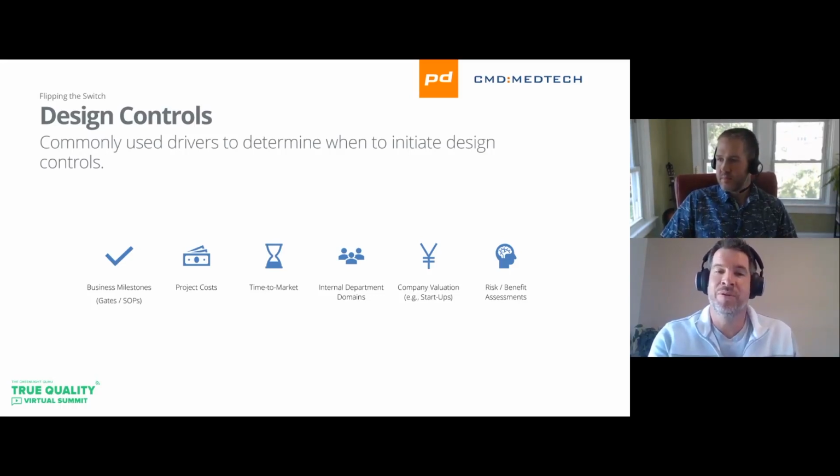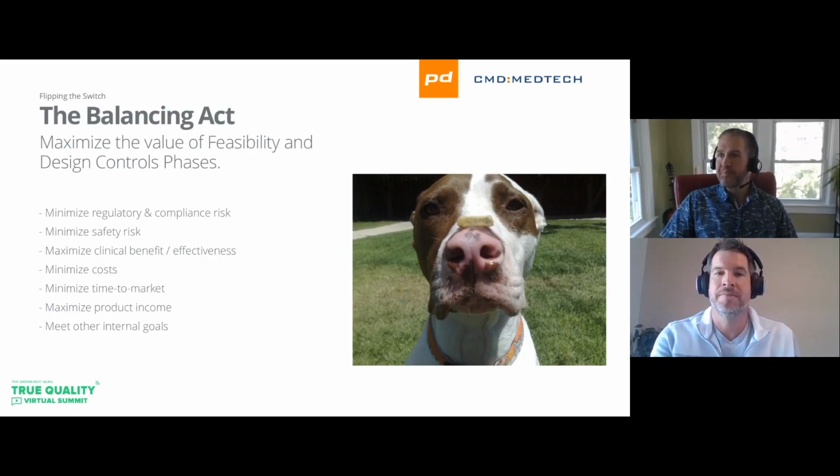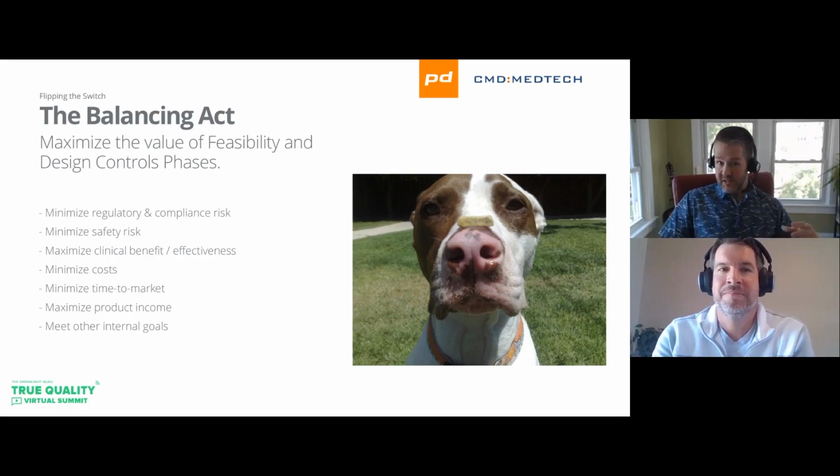So what should we be focusing on if we want to maximize the value from our feasibility and design control phases? If there's something that Jamison and I want you to leave with today, it's a better understanding, or at least a set of tools that you can use to really maximize the value you get out of both of these phases. Maximizing the value of the feasibility phase, maximizing the value of the design controls phase. And really spending the right money, time, and resources at the right time is what we want you to leave here with.